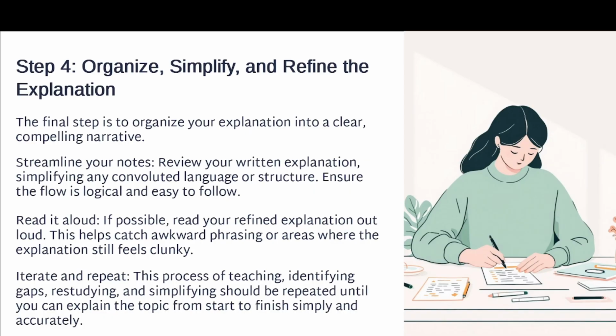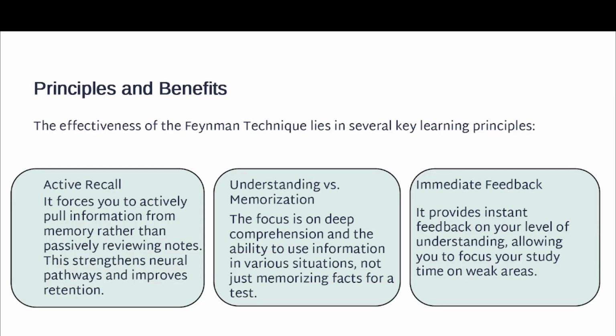Iterate and repeat. This process of teaching, identifying gaps, restudying, and simplifying should be repeated until you can explain the topic from start to finish simply and accurately. Principles and benefits. The effectiveness of the Feynman technique lies in several key learning principles. Active recall. It forces you to actively pull information from memory rather than passively reviewing notes. This strengthens neural pathways and improves retention.